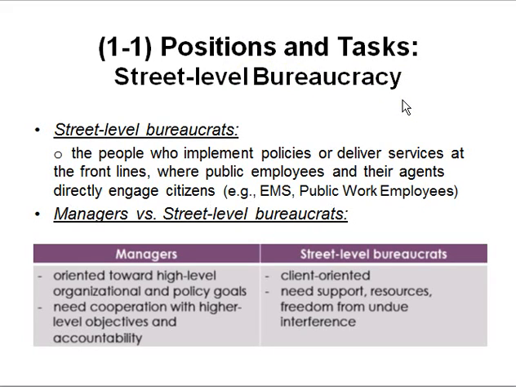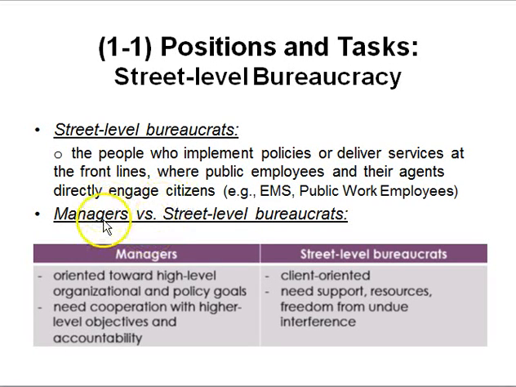In practice, in our reality, we can see there are many different levels of street level bureaucracy. For example, emergency management systems, firefighters, postal officers, and public works employees are called street level bureaucrats. Again, it means the people who implement policies or deliver services at the front lines, where public employees and their agents directly engage citizens more closely.